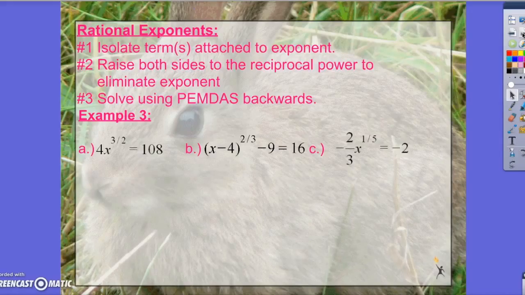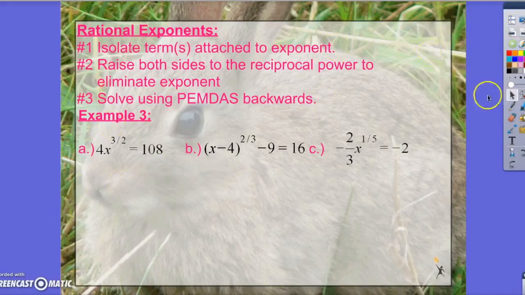Number 1, isolate the terms attached to the exponent. 2, raise both sides to the reciprocal power to eliminate the exponent. And 3, solve using PEMDAS backwards. So it's the same thing that we've been doing with the other part of this lesson.